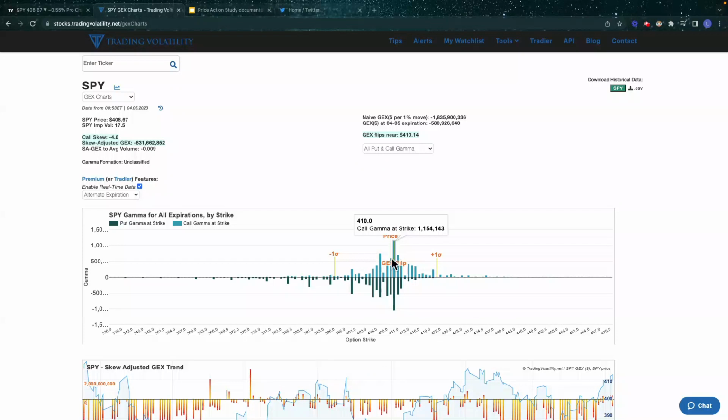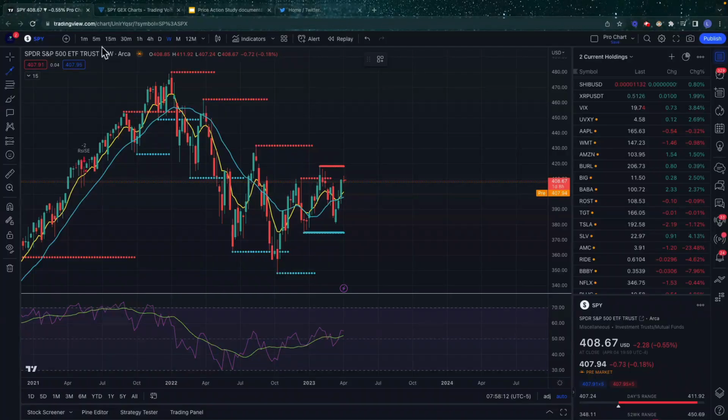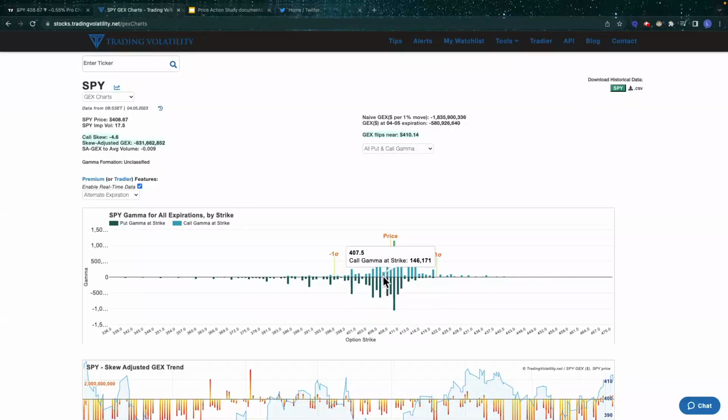So where's the next place we can go? 407.50. Now, I'm going to show you something. These numbers aren't made-up magical numbers. Where are we currently at right now? We are at 407.94. So what does this mean? This means if we get under this 407.50, we can be in this new price range where we hit 407 and possibly hit 402, right?